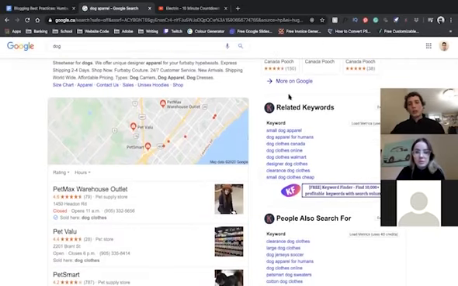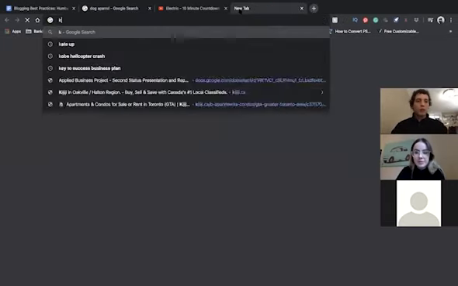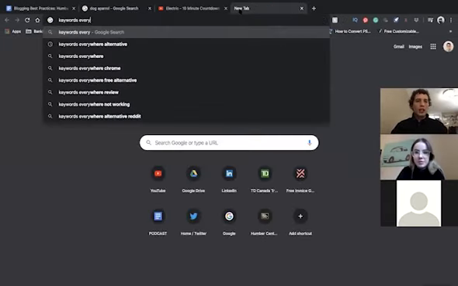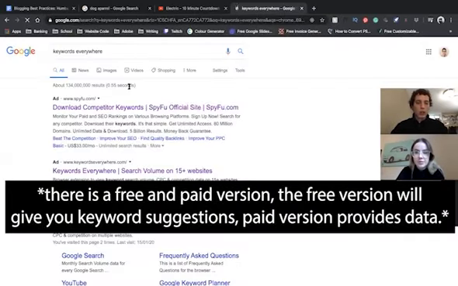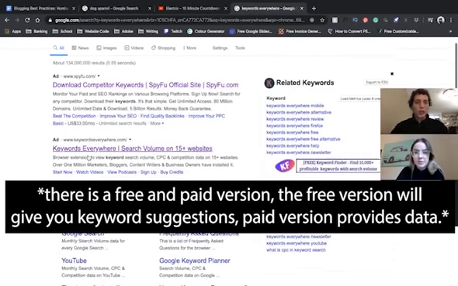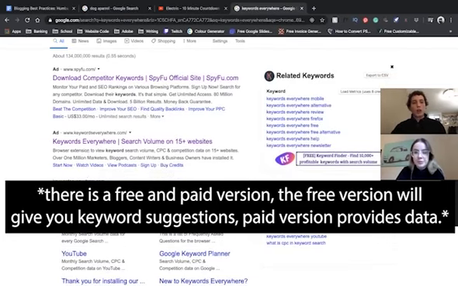One thing I use is called Keywords Everywhere. Really recommend this. It's actually a paid app now, a Google extension, but it does still give you ideas of what kind of topics you could write about.